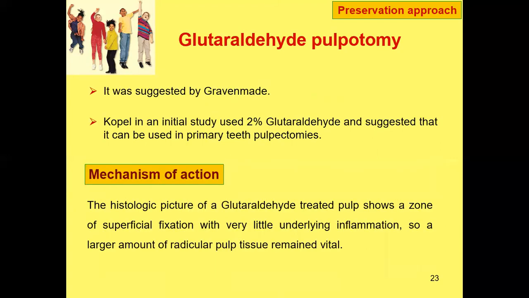Next is the glutaraldehyde pulpotomy. A 2% glutaraldehyde was suggested as a pulpotomy agent in primary teeth, and that also comes under the preservation approach. The histological picture of glutaraldehyde treated pulp shows a zone of superficial fixation with little underlying inflammation. So a large amount of radicular pulp tissue remains vital, and the preservation of the radicular pulp is better when compared to formocresol pulpotomy.